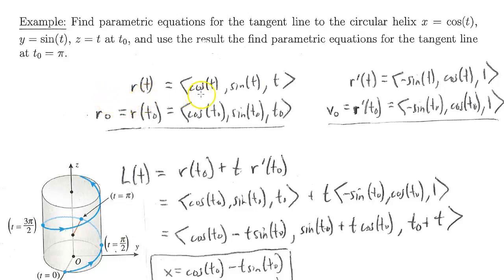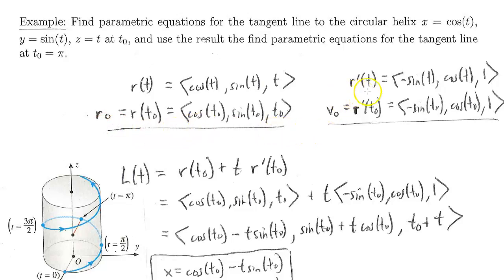Okay, well r of t is this. That's our circular helix, the vector valued function for a circular helix. So r of t naught, we just plug in t naught for each of these t's, and that's what we get. Now again, the book calls that r naught. So r of t naught is this, or r naught is this.